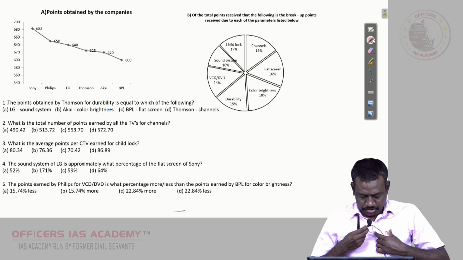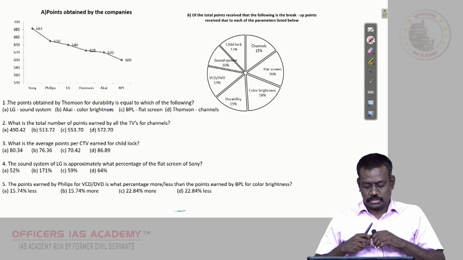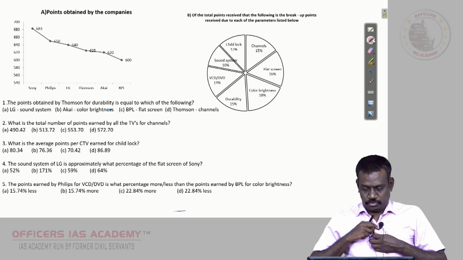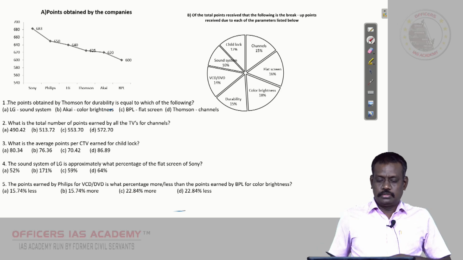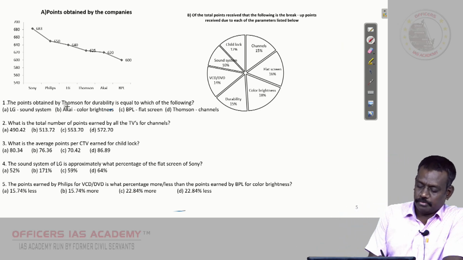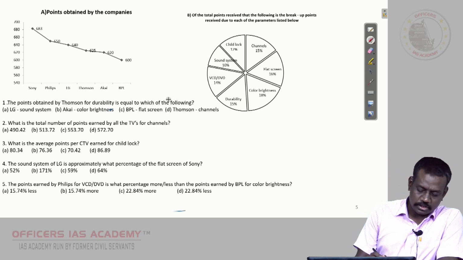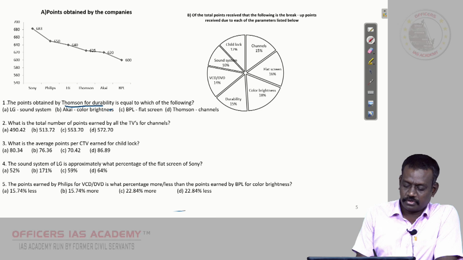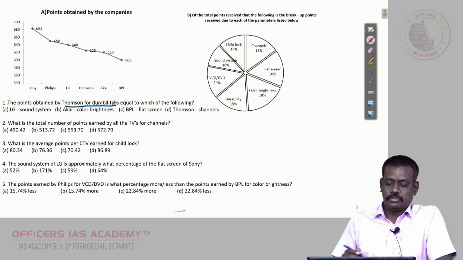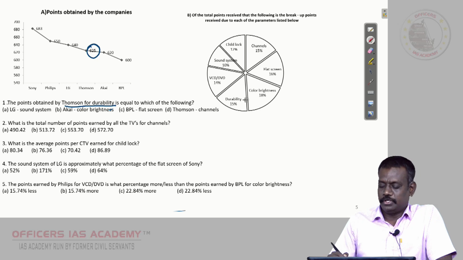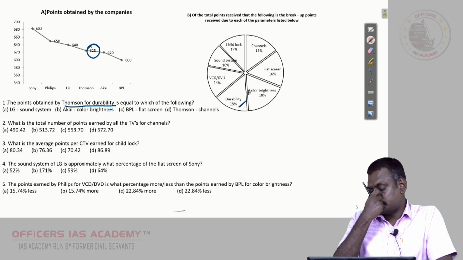Okay, got the answer, children? If you want, I will do the first problem for you. It is given: the points obtained by Thomson for durability is equal to which of the following? First of all, you have to find the points obtained by Thomson for durability. Thomson is 625 and for durability it is 15%.